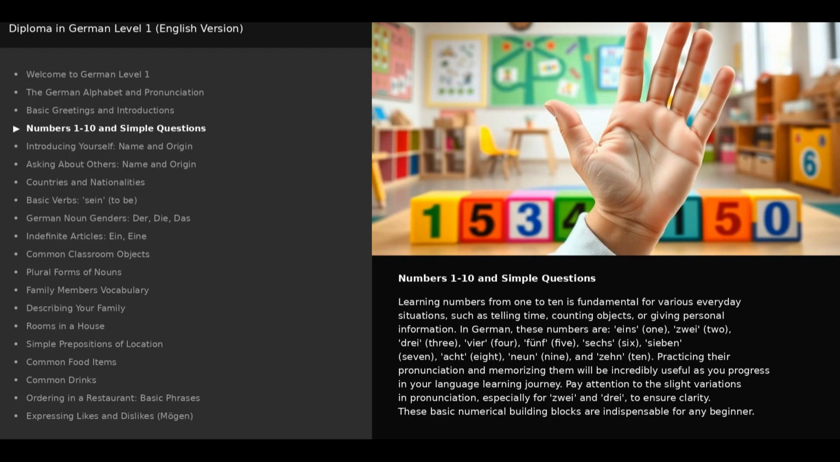Eins, 1, zwei, 2, drei, 3, vier, 4, fünf, 5, sechs, 6, sieben, 7, acht, 8, neun, 9, and zehn, 10. Practicing their pronunciation and memorizing them will be incredibly useful as you progress in your language learning journey. Pay attention to the slight variations in pronunciation, especially for zwei and drei, to ensure clarity. These basic numerical building blocks are indispensable for any beginner.